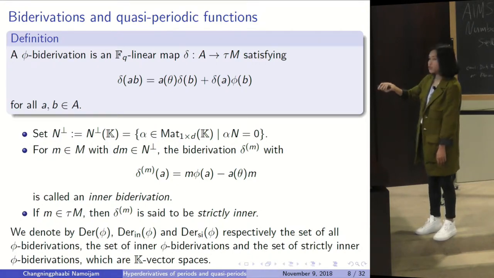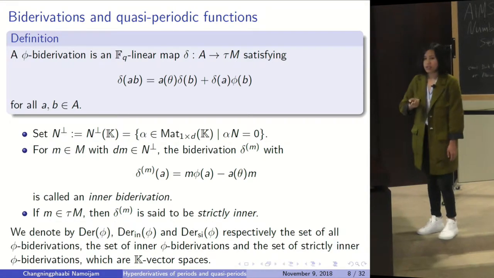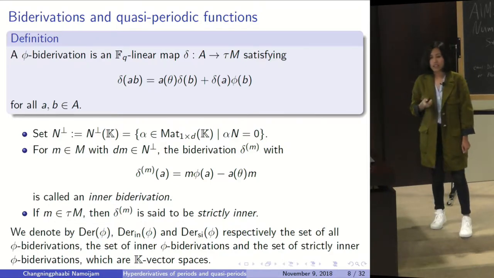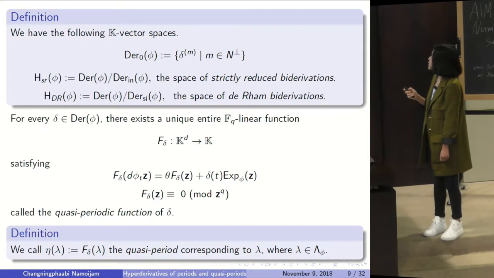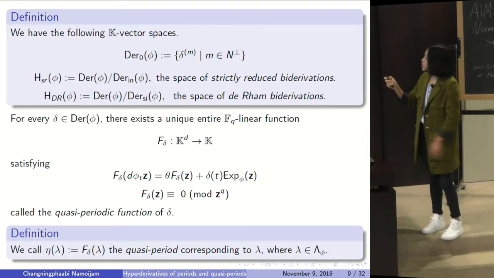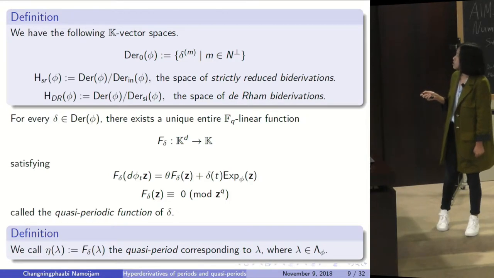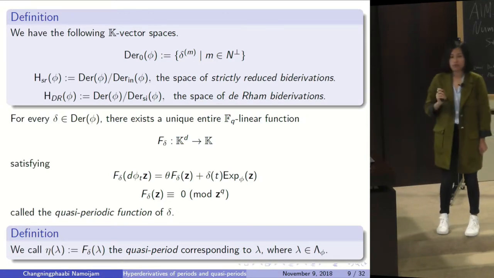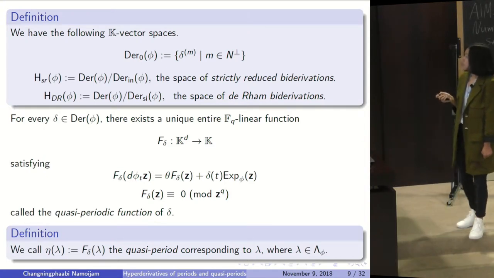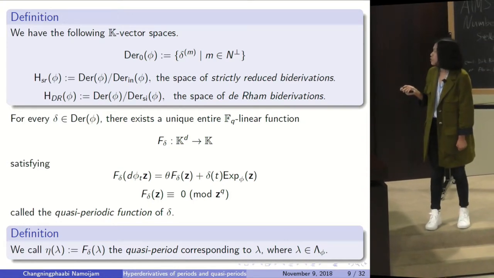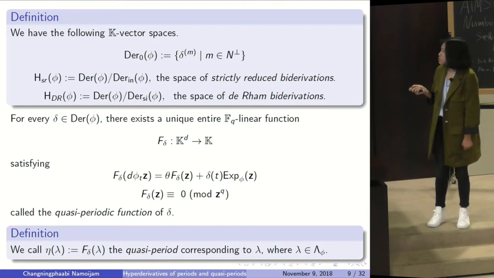So Der phi will be the set of all biderivations. If I put I in there, it's going to be the set of all inner biderivations. If I put SI, the set of all strictly inner biderivations, and they're all K-vector spaces. Okay. So yeah, here, when I say H_SR phi, it is the space of strictly reduced biderivations, the space of biderivations modulo the space of inner biderivations, and the space H phi, the space of biderivations modulo strictly inner biderivations.